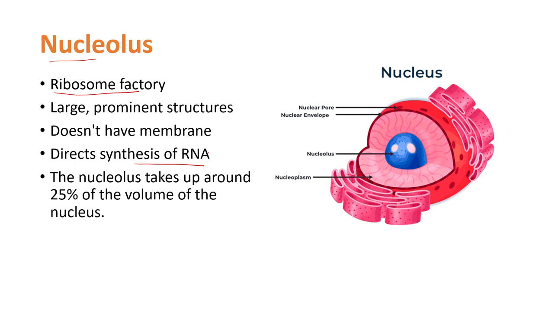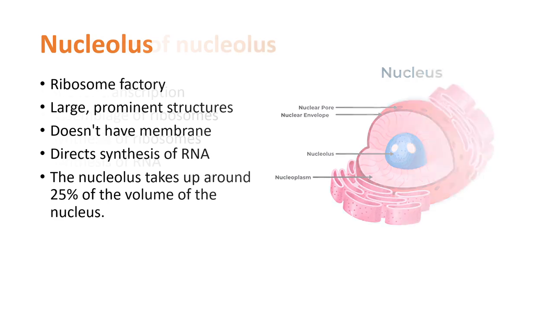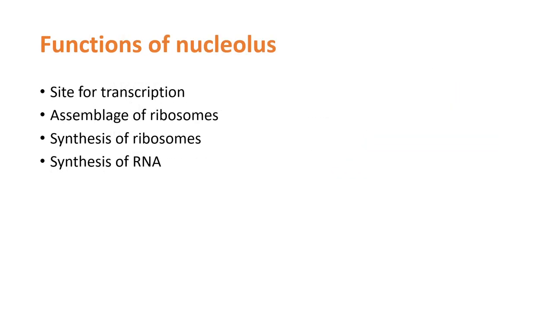The membrane is absent in nucleolus, and the volume occupied by the nucleolus is about 25% of the total volume of nucleus present inside the cell. So the function of nucleolus is site for transcription, then assemblage of ribosome, synthesis of ribosomes and synthesis of RNA.